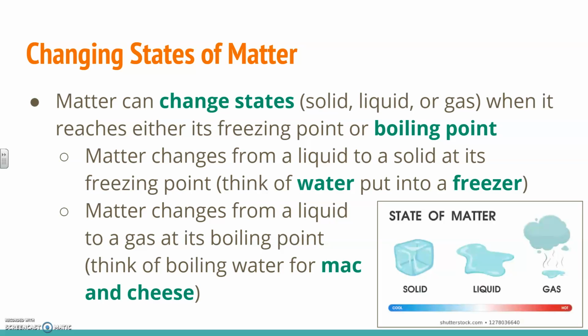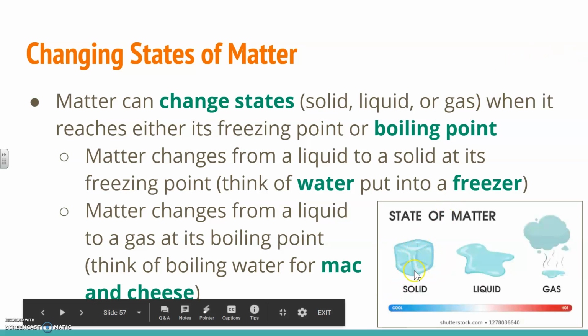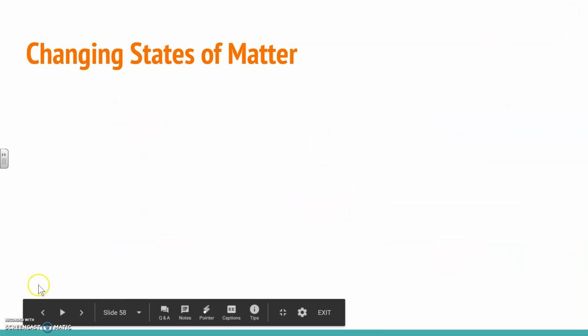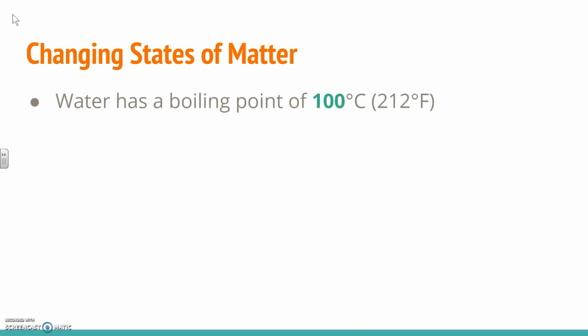Okay, so this little figure down here showing, as you get colder, it turns solid. As you get more heat, it turns into a gas. Okay, so that's what's going on here in this picture. So water specifically, we're going to talk about it just for another second because it's everywhere. It's 70% of Earth, it's 70% of your body.